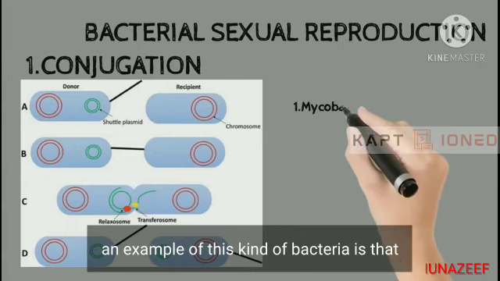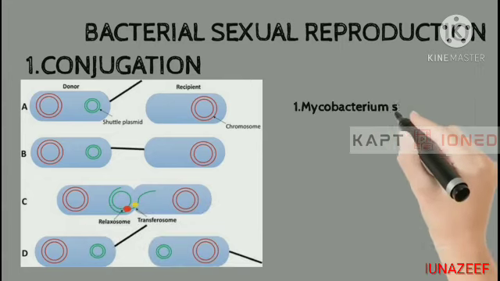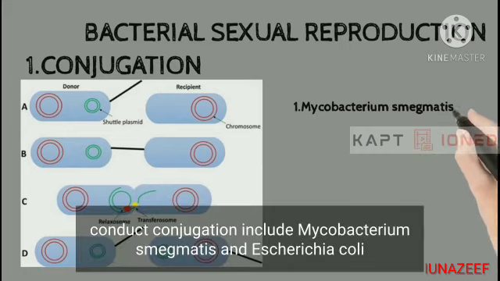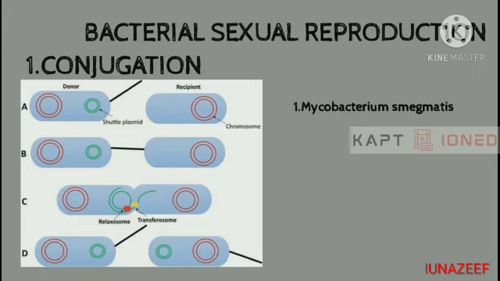Examples of bacteria that conduct conjugation include Mycobacterium smegmatis and Escherichia coli.